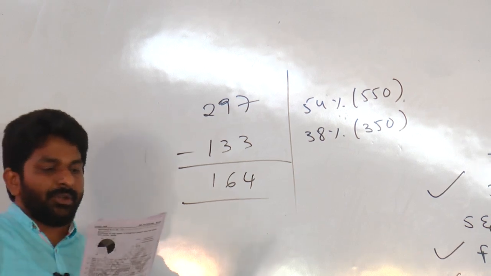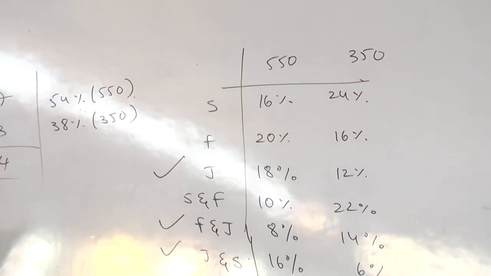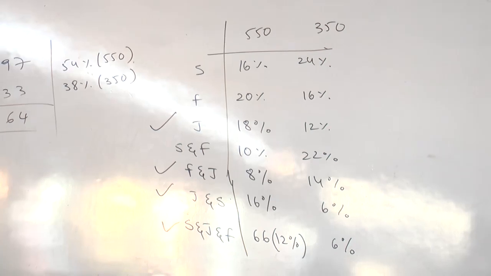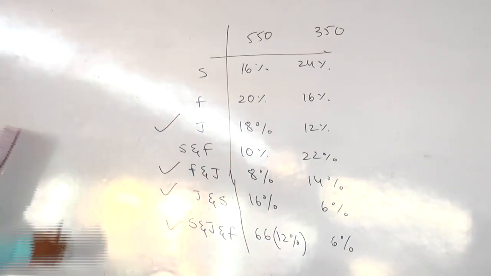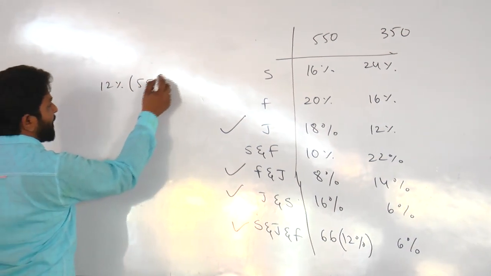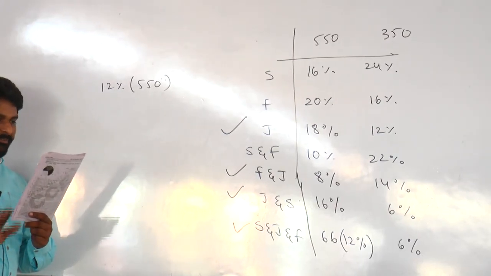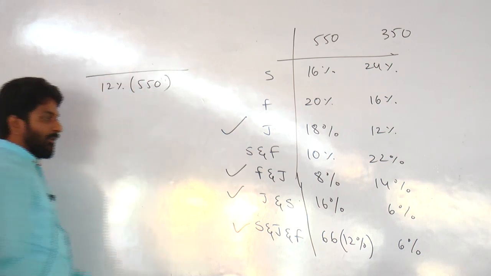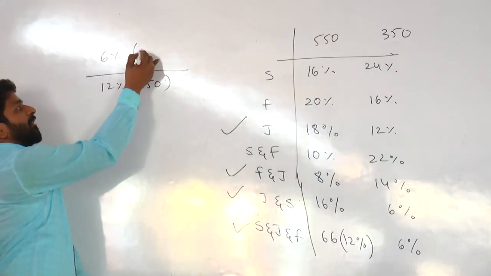Next, what is the respective ratio between the number of female students who can speak all the given languages and the number of male students who can speak all the given languages? The last one, I think. The number of male people who can speak all languages: 12% of 550 male candidates. Female versus male, so female should come in the numerator. Female, what percent? 6% of 350.